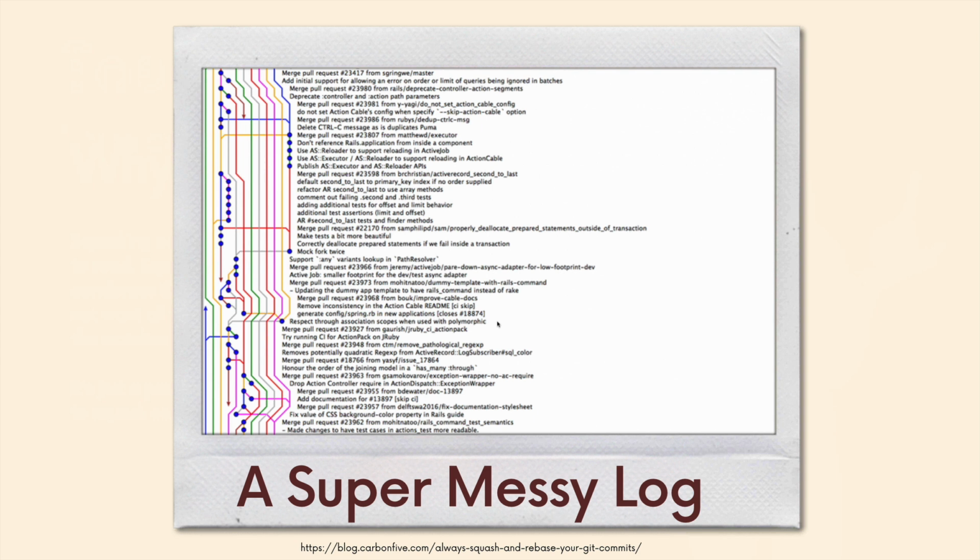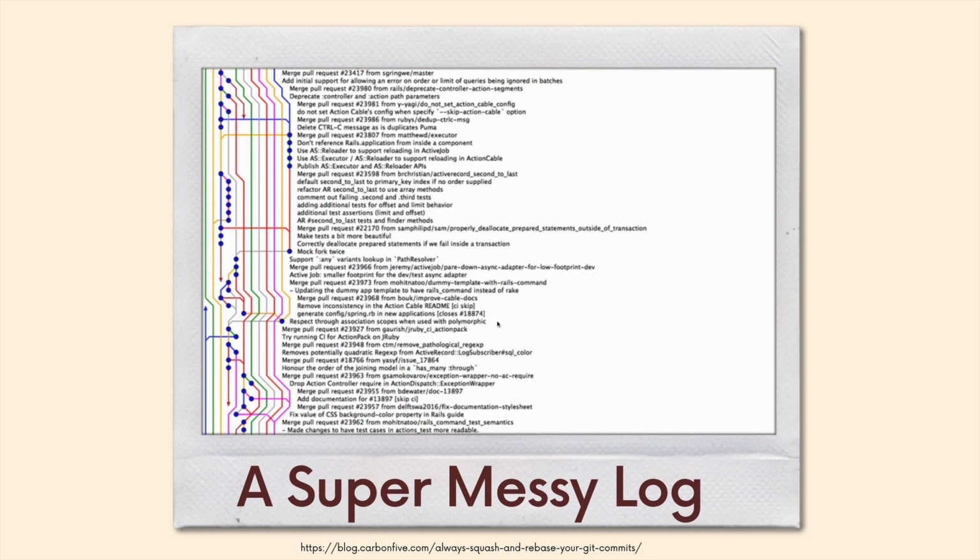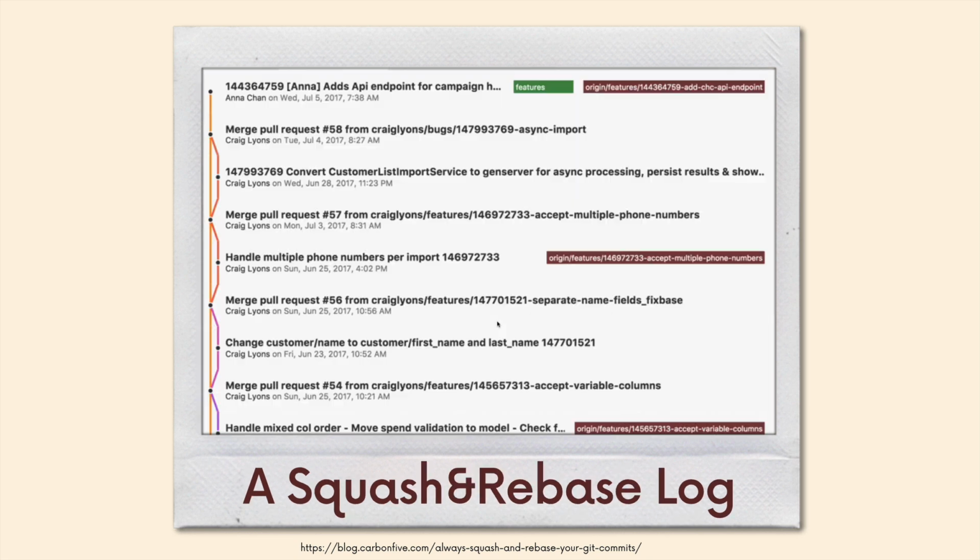This is not an image I created. It's from a blog post on Carbon 5 that shows a very messy Git history, and compare that to this image here of a large repository that is using a squash and rebase based workflow, where feature branches are squashed down to single commits and then rebased. A very obvious difference in readability and headache inducingness.